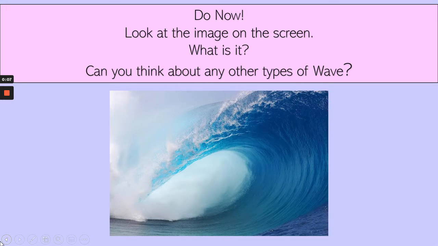You're going to need the assignment out next to you, ready to fill in questions as we go through the lesson. So for the do now activity, I want you to look at the image and describe what it is, and then think about any other types of wave. So pause the video now and write any comments you have on the assignment.